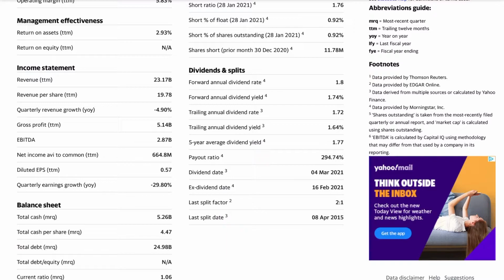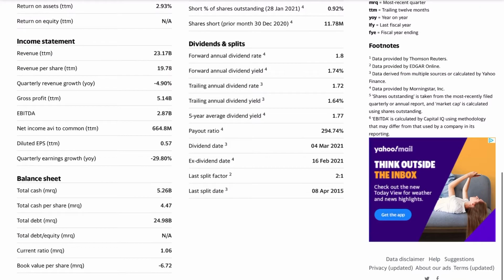So there's a key difference that you might want to pay attention to between these two: forward looking, trailing, backward looking. They give the last dividend date. They give you the next expected dividend date as well as the ex-dividend date.